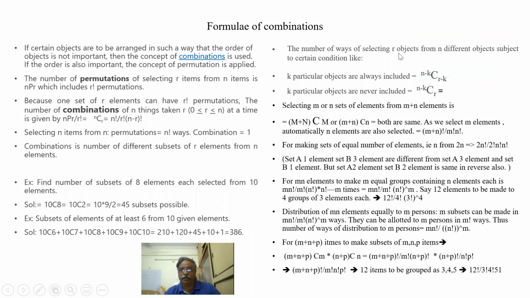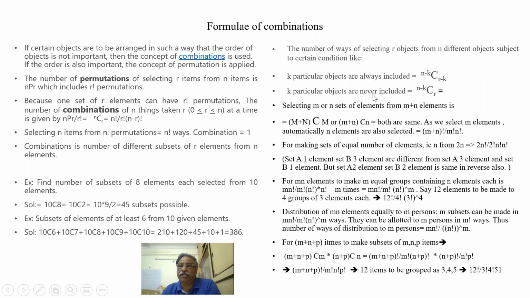Let us say there are n objects and r objects to be selected. I want k particular objects to be always included. So out of n, k is already selected. Out of r, k is already selected. So what balance do I have to select? From n minus k, I have to select r minus k. So n minus k C r minus k is the number of ways, because k is already selected.